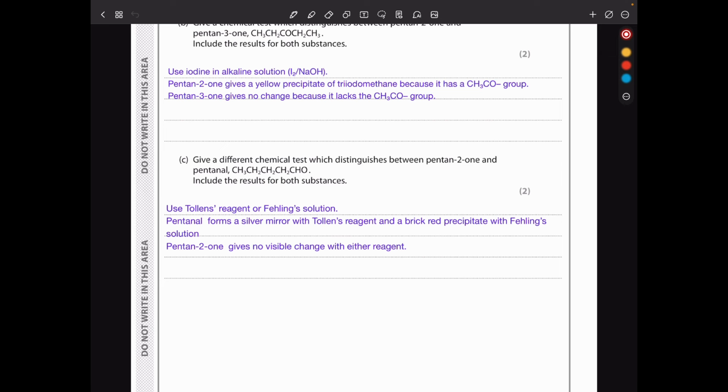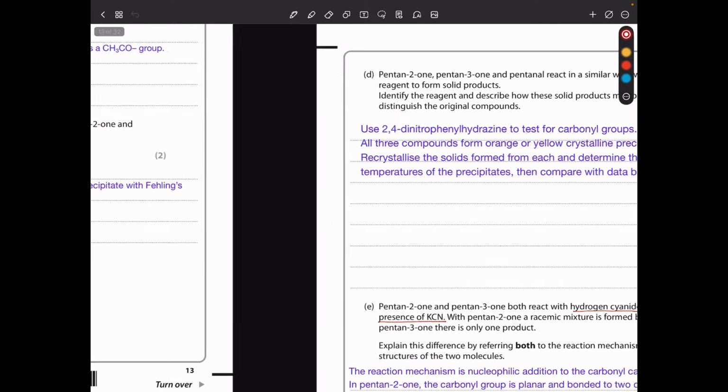In C, they say, give a different chemical test which distinguishes between pentan-2-one and pentanal. This is an aldehyde and this is a ketone. So here we can use either Tollens' reagent or Fehling's solution. So pentanal, which is the aldehyde, will form a silver mirror with Tollens' reagent. And if you use Fehling's, it will form a brick red precipitate. Pentan-2-one will have no visible change with either of the reagents.